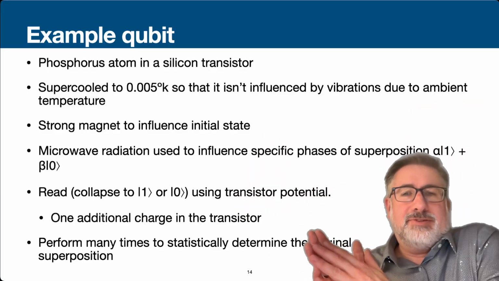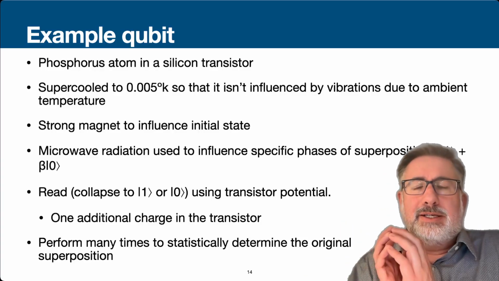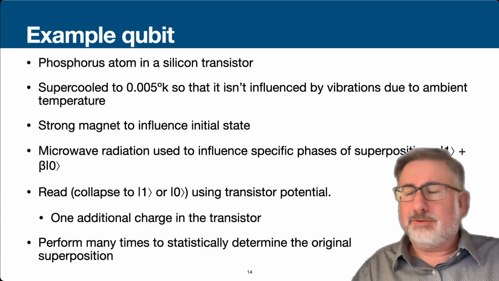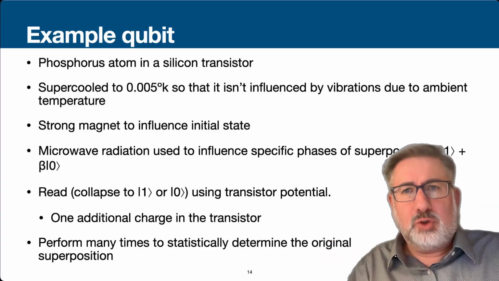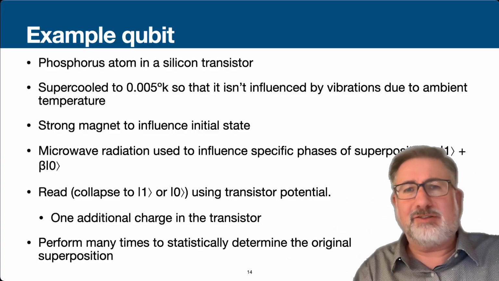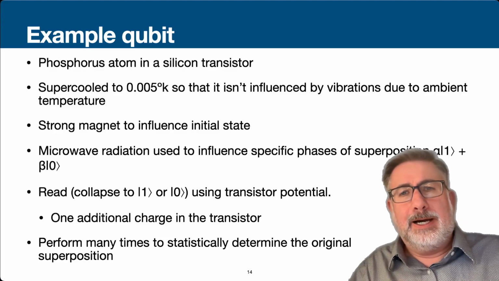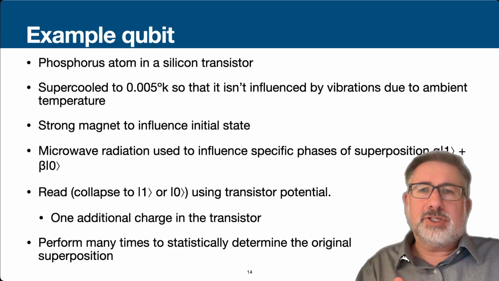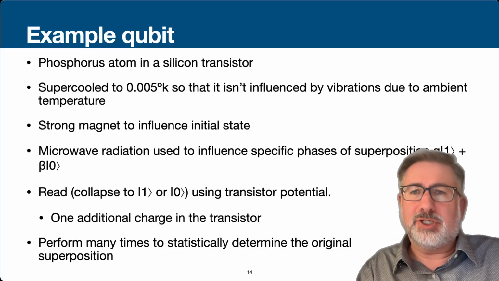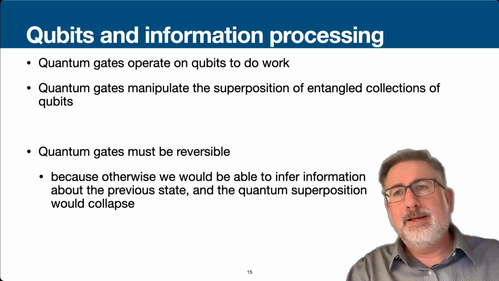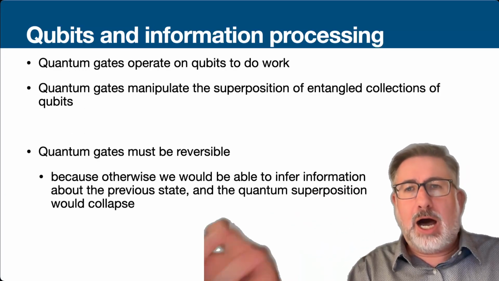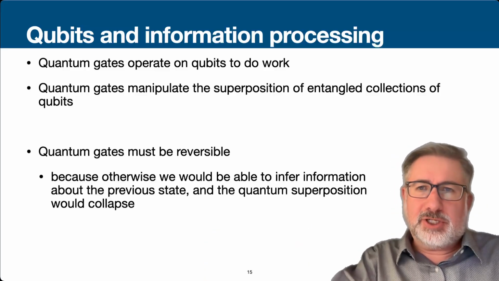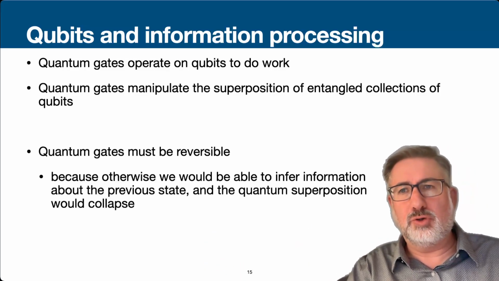This is why this is difficult and expensive: in order to manipulate the quantum state of these particles, you have to get them to supercooled states. You have to get massive magnets to be able to mess around with them. But if you do this, then you can influence superpositions, and then you can measure these superpositions and do math in this way. We are going to operate on these qubits to do work. We are going to manipulate the superposition of these quantum states in order to do work.